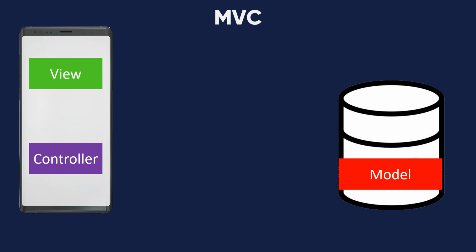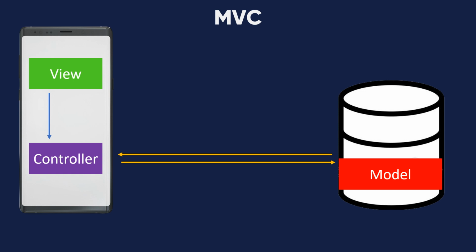So in MVC, Model View Controller, the view requests from the controller, and the controller goes to the model, gets the data back, so the data is now on the controller, and the controller delivers it to the view. This is the architecture of MVC.